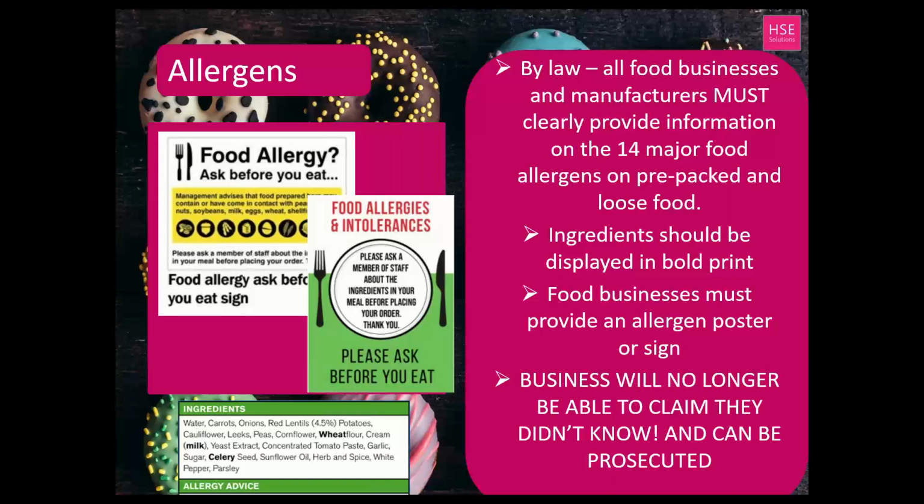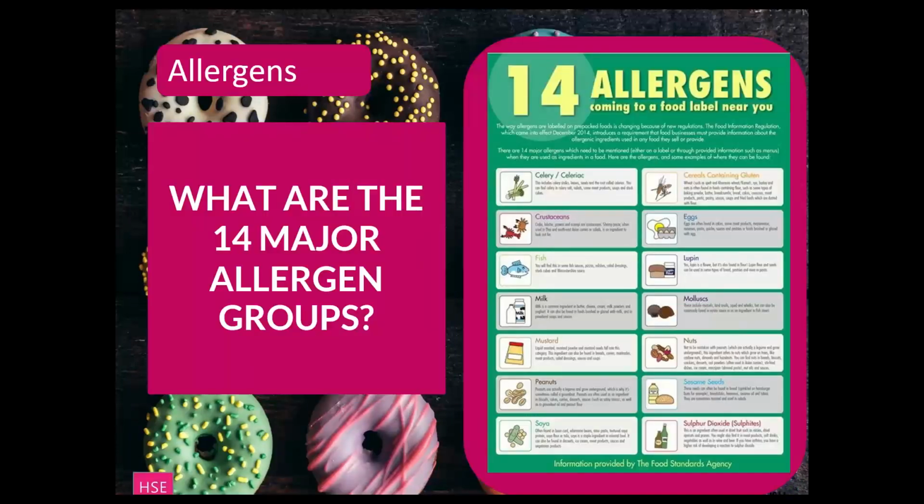Businesses will no longer be able to claim they didn't know about it, and they could obviously then be prosecuted. So it's absolutely worth thinking about in your establishment and also wherever you go to eat, to see if they've got the food allergy signs on the menus, on the walls, or if it's pre-packed, they've got the ingredients list. A poster doesn't have to look like that. My local Chinese takeaway's got one that looks very much like that, but I've got another restaurant where I live, they've done their own. As long as the 14 allergen groups are on there, that's absolutely fine.